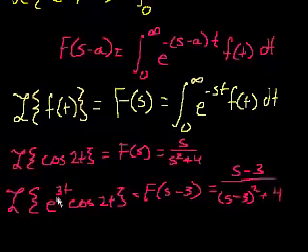Notice when you just multiply something by e to the 3t, or e to the at, and you take the Laplace transform of it, it's the same thing as the Laplace transform of the original function, but everywhere you had an s, you replace it with an s minus this a.